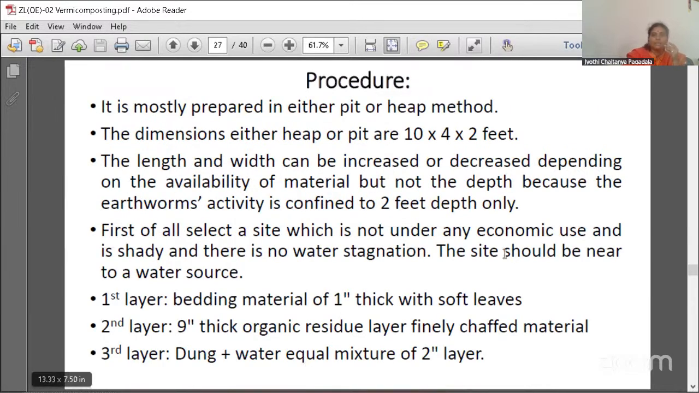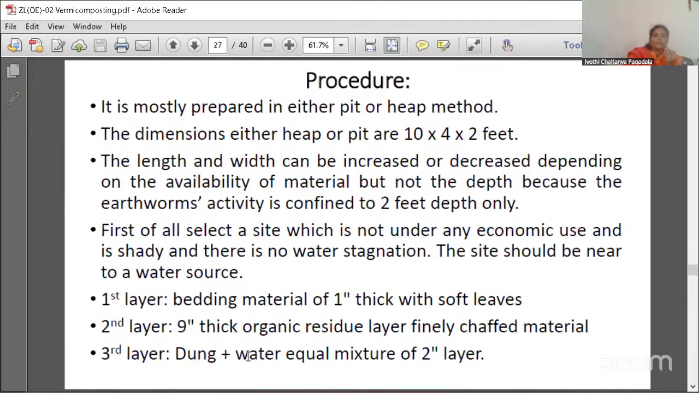Again, I'm discussing the dimensions of the heap or pit, about 10 into 4 into 2. Here the 2 is the depth. So always depth should be 2 feet only. Length and width can be increased or decreased depending on the availability of the material, but not the depth, because the earthworm activity is confined to 2 feet depth only.